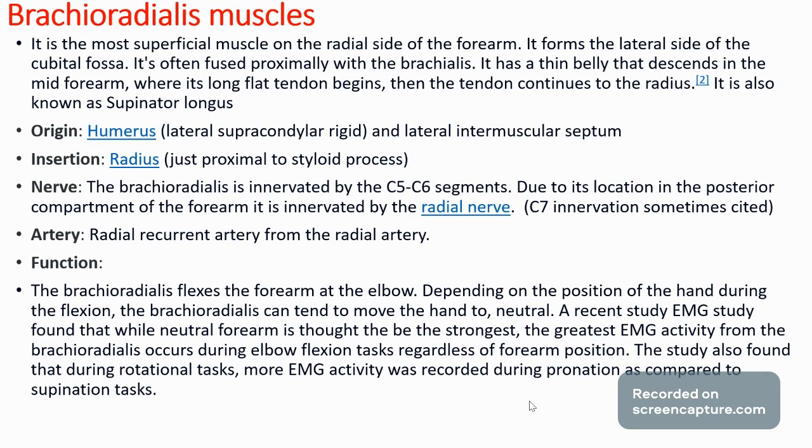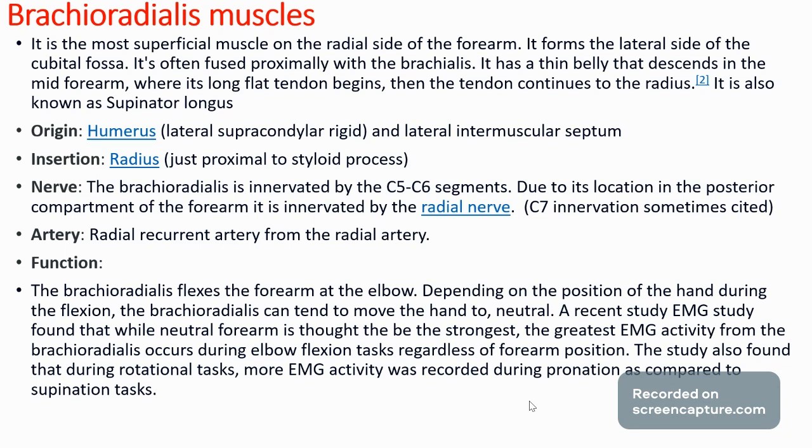The nerve innervation to this muscle is by the C5 C6 segment. Due to its location in the posterior compartment of the forearm, it is innervated by the radial nerve, whereas the radial recurrent artery supplies blood to the brachioradialis muscle.